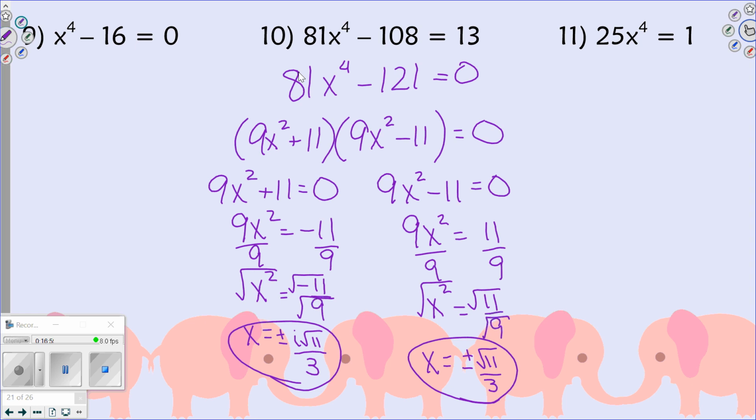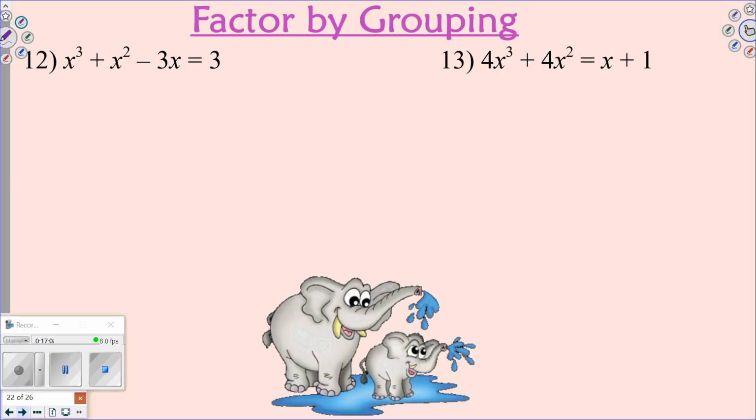Yeah. All right, questions on the quartics? Again, does anybody want to see any more, or are we okay? We're good? Moving on? Good. All right, factor by grouping. Let's take a look at what those look like when we solve. So number 12, good, set it equal to 0 first.